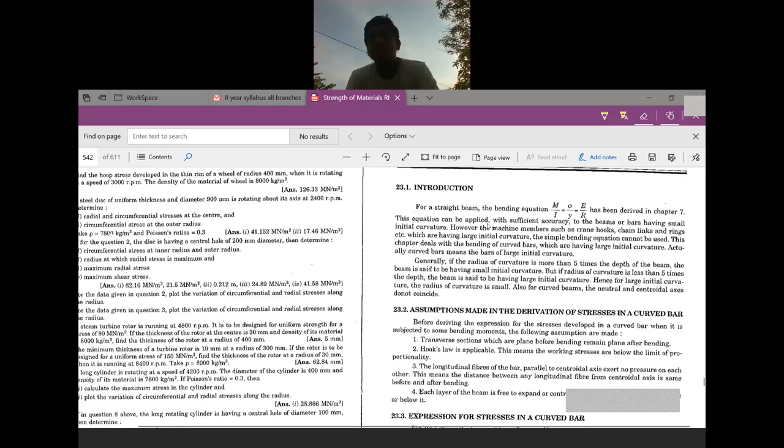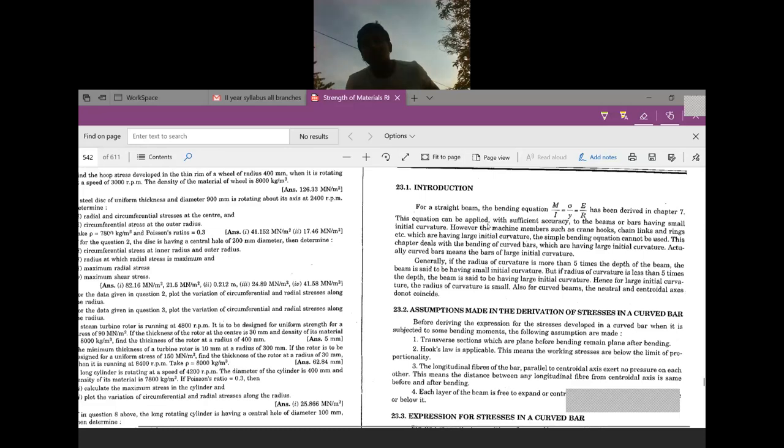Also, for curved beams, the neutral and centroidal axes do not coincide. Understand? For curved beams, the neutral and centroidal axes won't coincide. Whereas in normal bars, the neutral axis and centroidal axis will coincide, but for curved bars they won't coincide. Understand? That is one of the differences between the curved bars and the normal bars. Similarly, the initial curvature is very large.